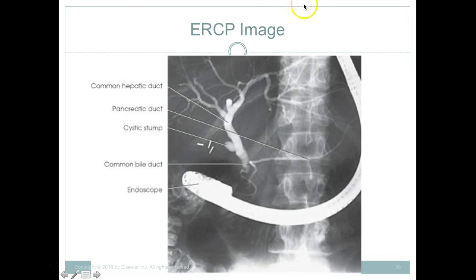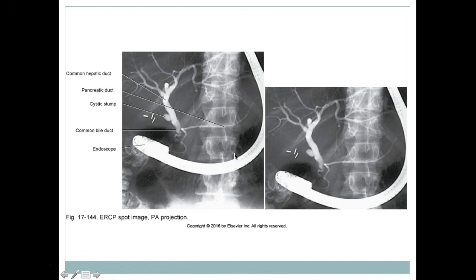So here's an ERCP image. You know it because there is the endoscope right there. We have it cannulated right there. There's your little tube going in. Here's your pancreatic duct. Here's your common bile duct. Here's your cystic stump. You can see the surgical clips; they had their gallbladder removed. So coming up your common hepatic duct, since we're past the cystic duct, is your common hepatic, and you have your right and your left hepatic ducts.